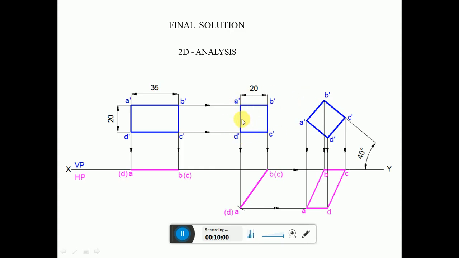So the front view is a square. This front view is a square because the top view of the lamina is rotated by some angle. So what is that angle? We need to find out.